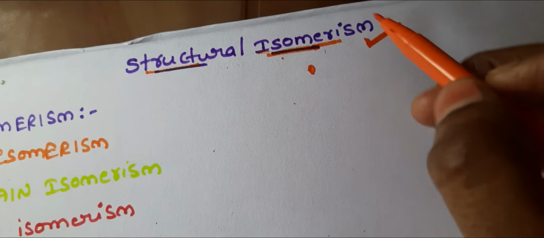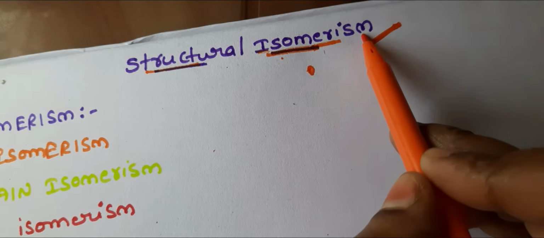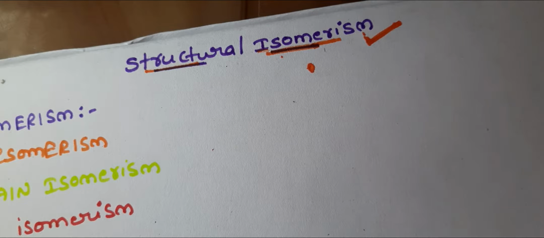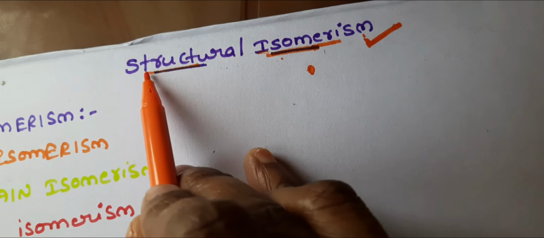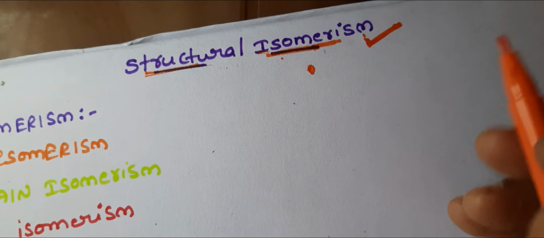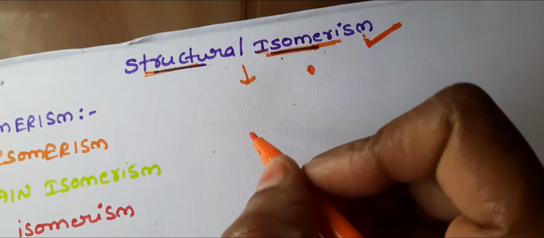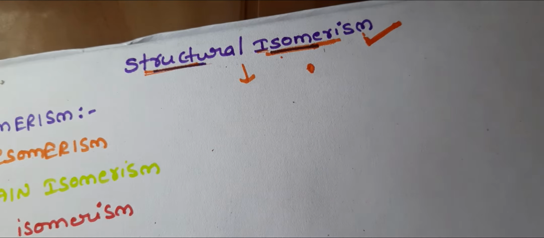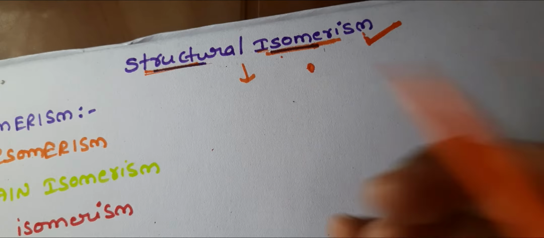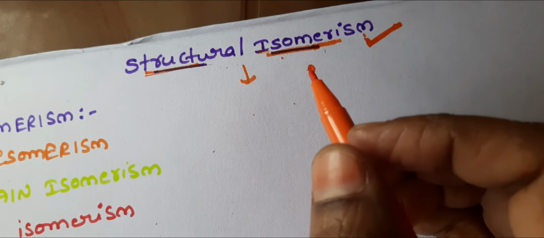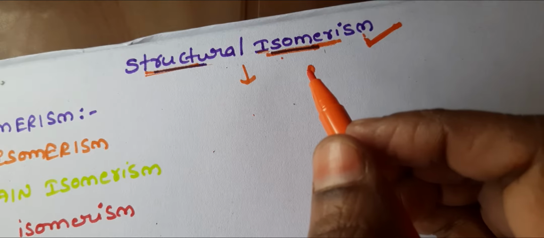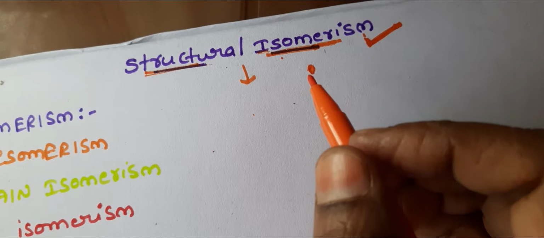In isomerism, we have two types: structural isomerism and stereoisomerism. We'll discuss stereoisomerism later. Today, what is structural isomerism? This structural isomerism is due to the difference in the way atoms or groups of atoms attach to a given molecule. They may attach in different structural forms.